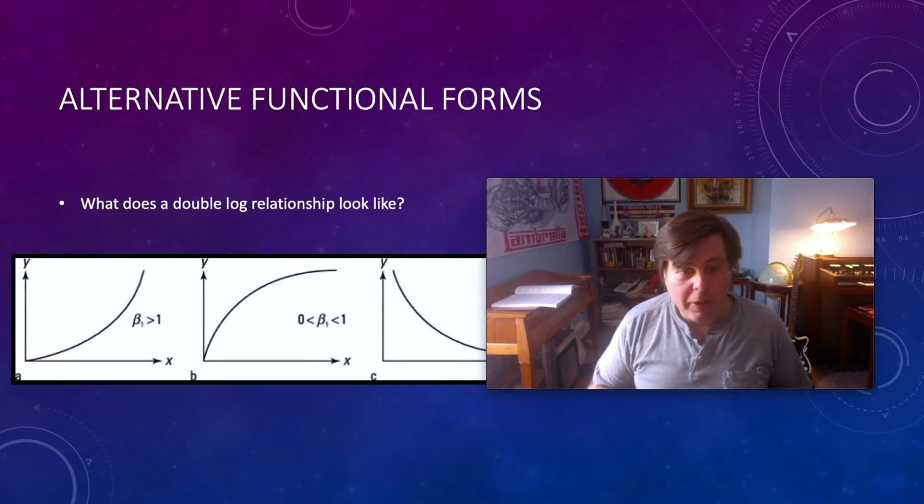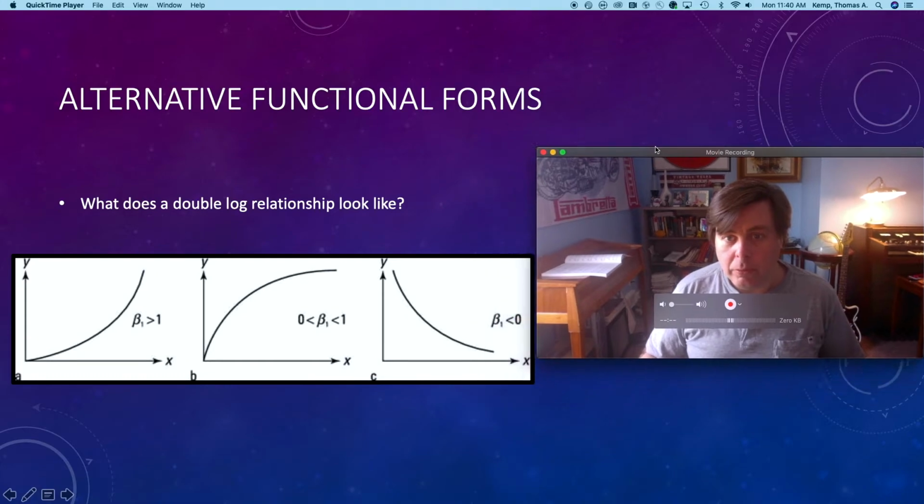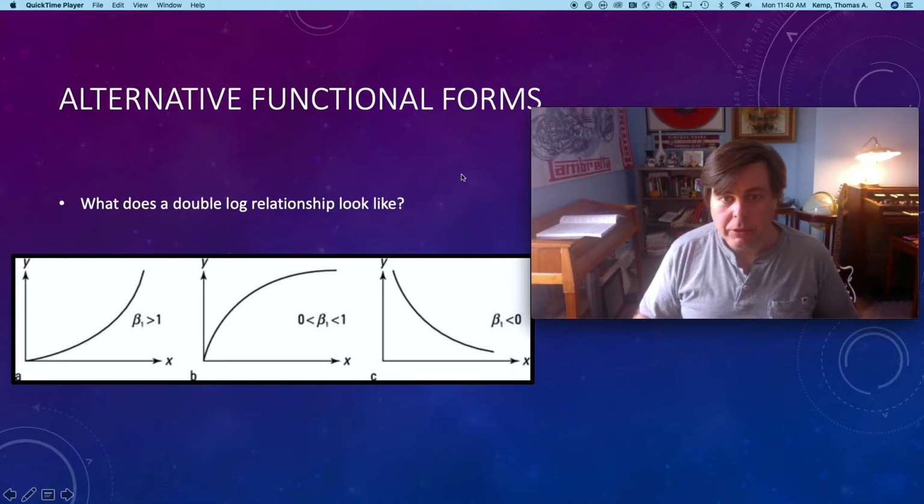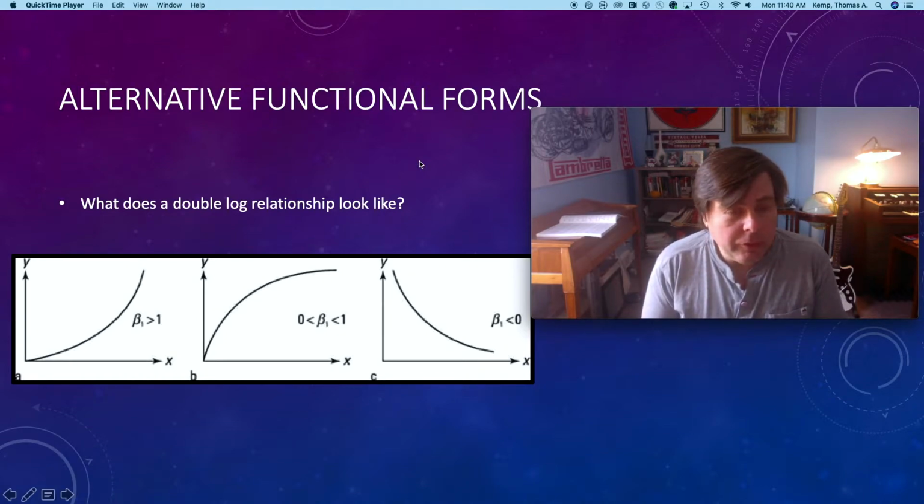Okay, here's some examples of where we would use double log forms. I'm going to move myself just a smidge, so you can see all three of those. And so here, in the first case is where our estimated beta is going to be greater than 1, or our exponent is greater than 1.